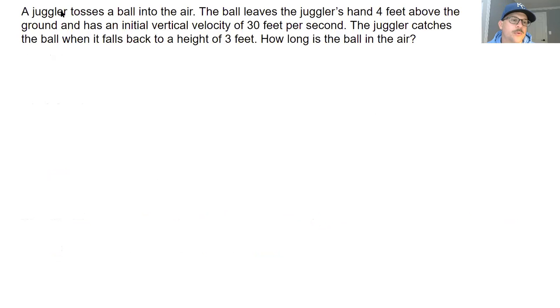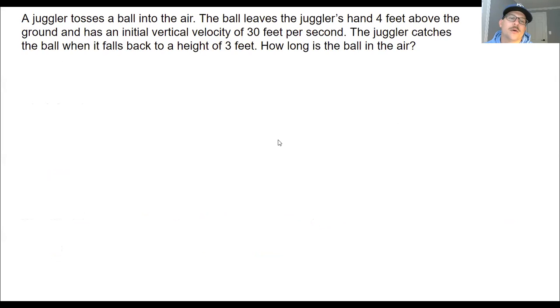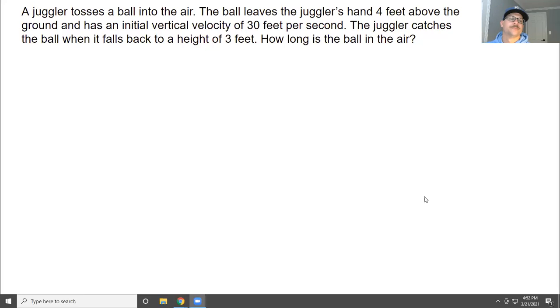So let's finish up with a real life problem about a juggler throwing balls up in the air. The ball leaves the juggler's hand 4 feet above the ground and has an initial vertical velocity of 30 feet per second. The juggler then is going to catch the ball when it falls back at a height of 3 feet. So we need to figure out how long the ball was in the air.